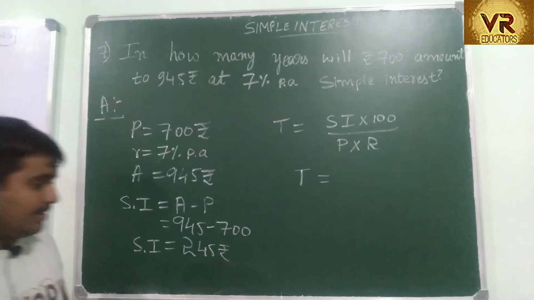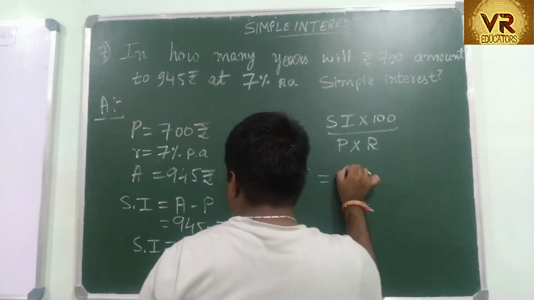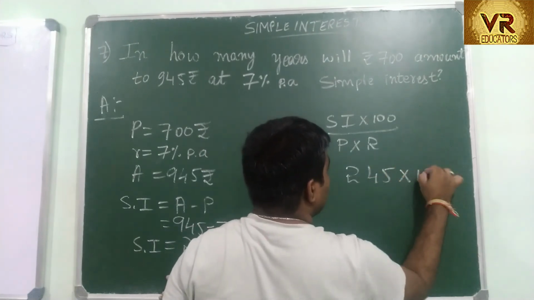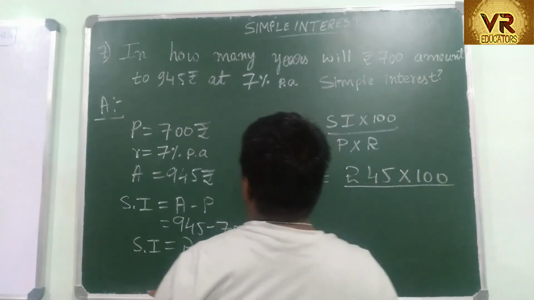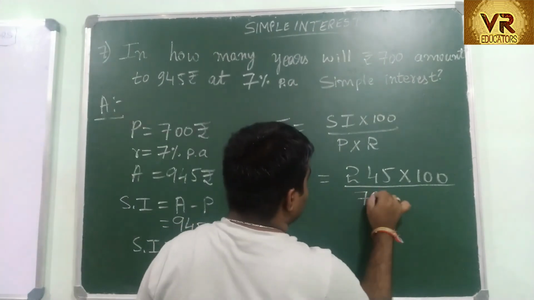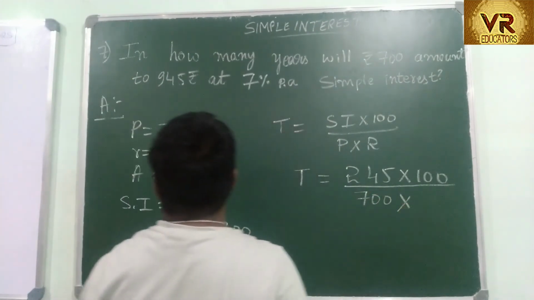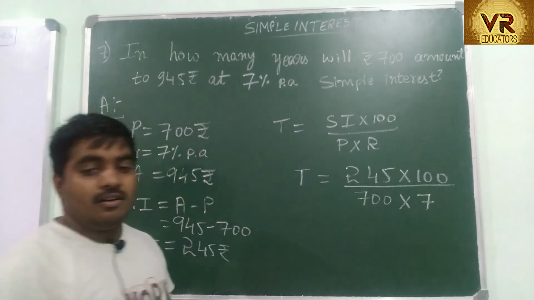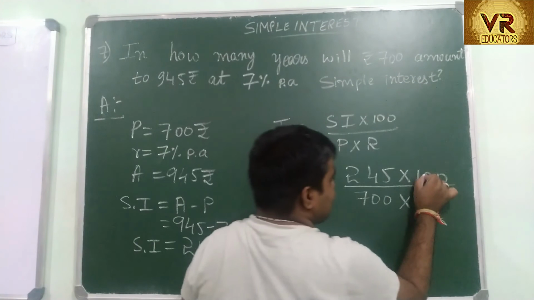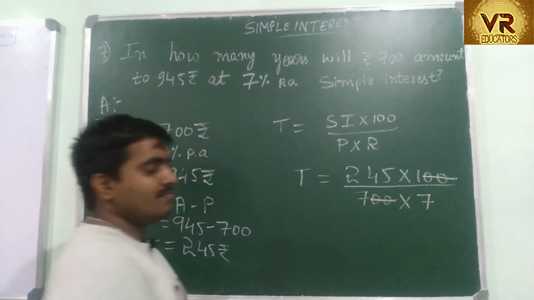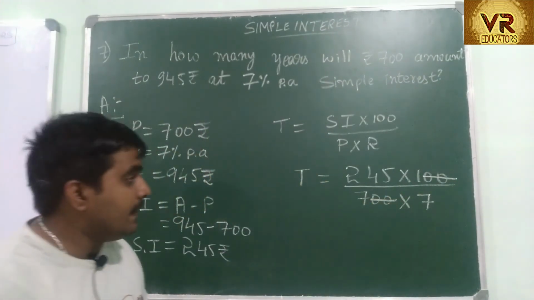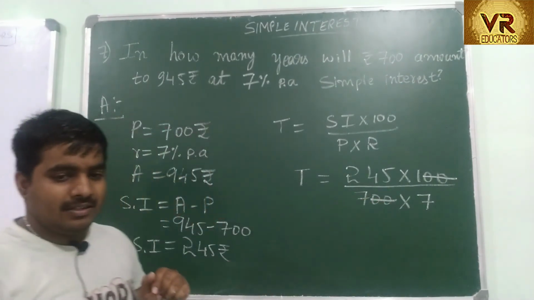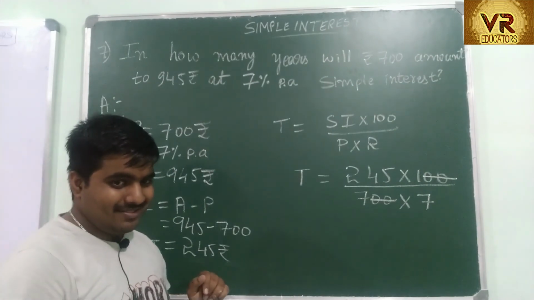What is the time required? What is SI? 245 rupees into 100 divided by principal is 700 rupees. Rate is 7%. Okay. You can cancel 2 zeros, 2 zeros. Okay. So is 245 divisible by 7? No. Check.